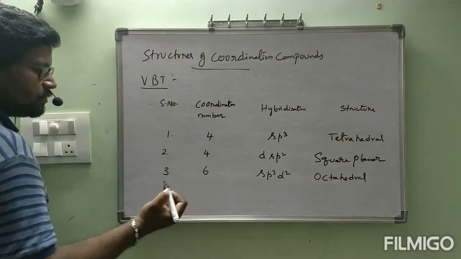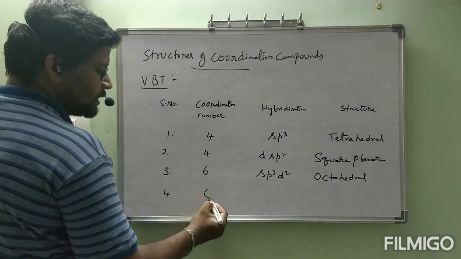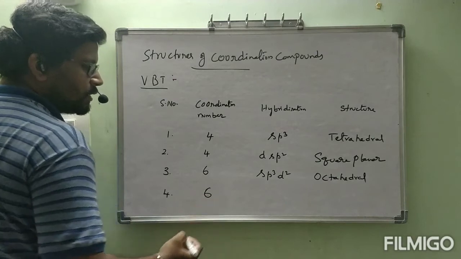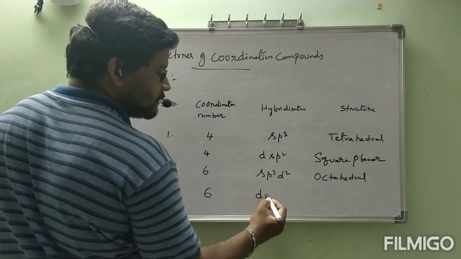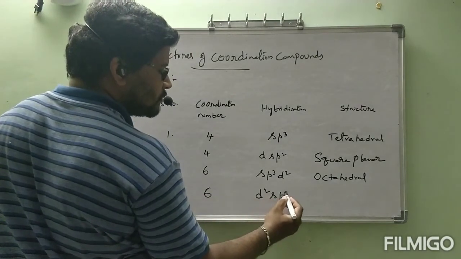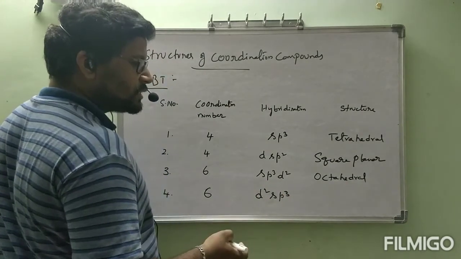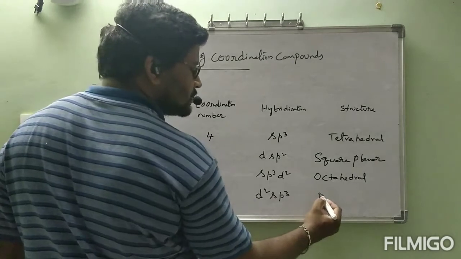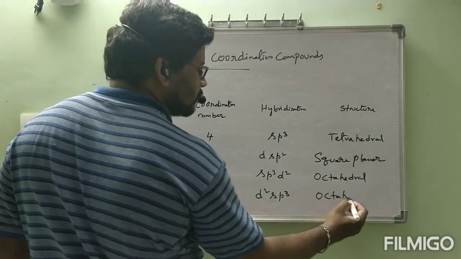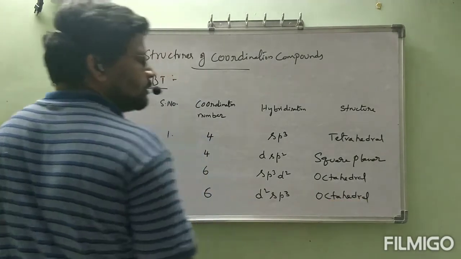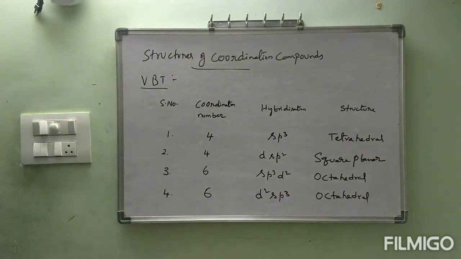Next, serial number 4. Coordination number here also is 6 only, but hybridization is d2sp3. So both are the same only. Here sp3d2, here d2sp3. The difference also you will understand, no problem. The structure here also is octahedral. These are the common hybridizations and structures shown in coordination compounds, explained by valence bond theory.